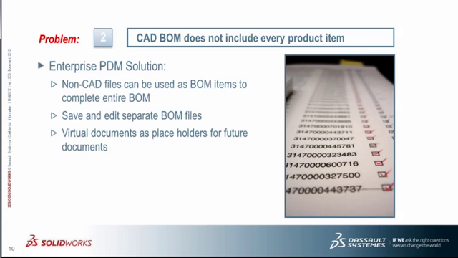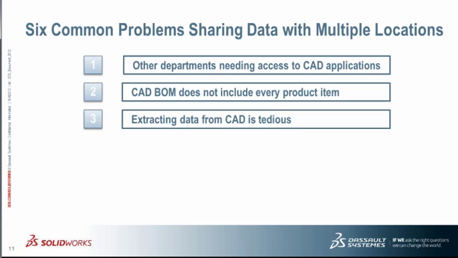And we also have virtual documents in EPDM that can be used as placeholders for future documents. So you could create a virtual document for a SOLIDWORKS file, and then once you have the real SOLIDWORKS file, you can replace it in the system. Or you can keep virtual documents there just to represent different items that you might use, like paint or glue or packaging that you use commonly, but you don't want to mess with putting in your actual CAD model.